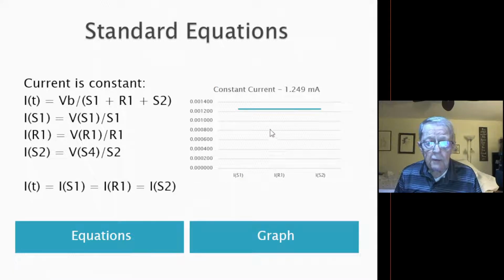And the result of that is that the current through the IS1, the R1, and the S2 are all exactly the same. And the example I apparently got this from involved a 1.249 milliamp current. That's what you would see, a straight line, if you graph it.